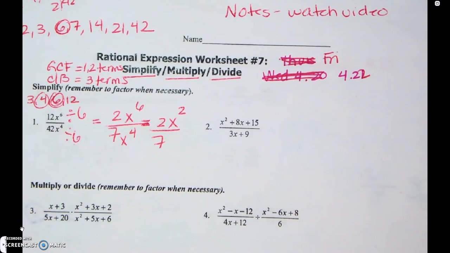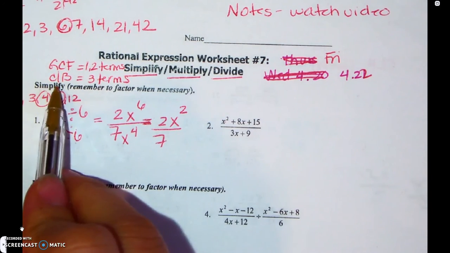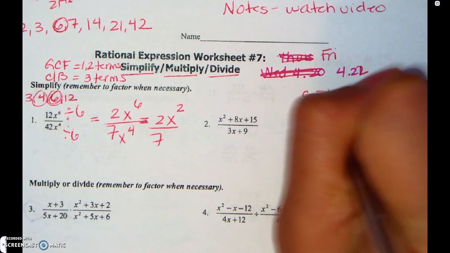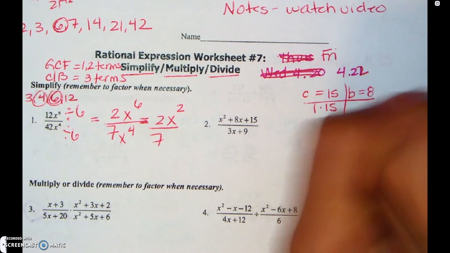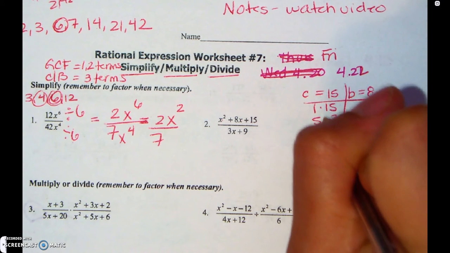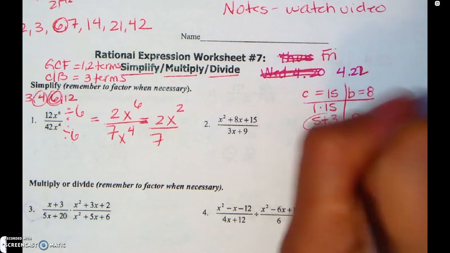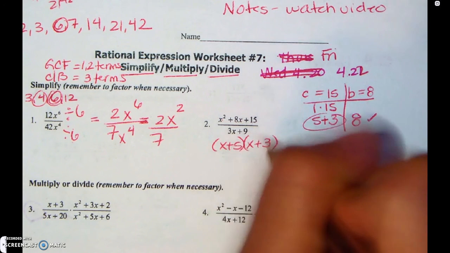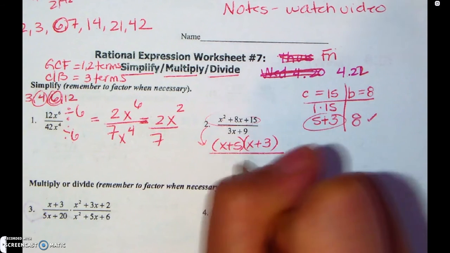Let's go to number 2. Number 2 says x squared plus 8x plus 15. This has 3 terms, so I'm going to use my CB table. You guys know what C is equal to, and you know what B is equal to. So now I list the factors of 15, which are easy: 1 and 15, 5 and 3. If I add 5 plus 3 together, I get 8. So those are my factors, positive 5 and positive 3: x plus 5 and x plus 3. So x squared plus 8x plus 15 is rewritten as x plus 5 times x plus 3.